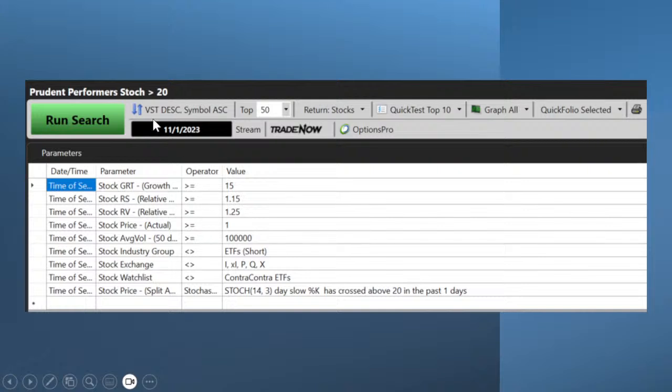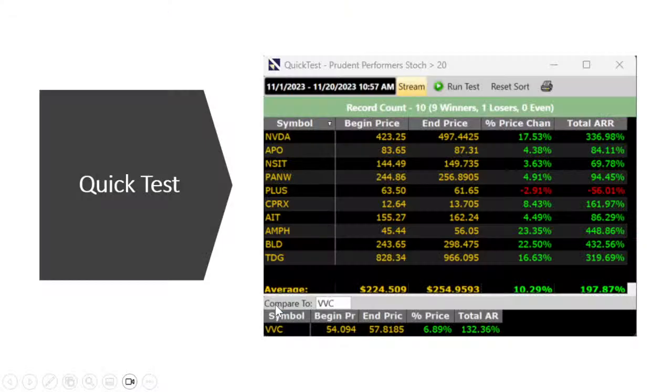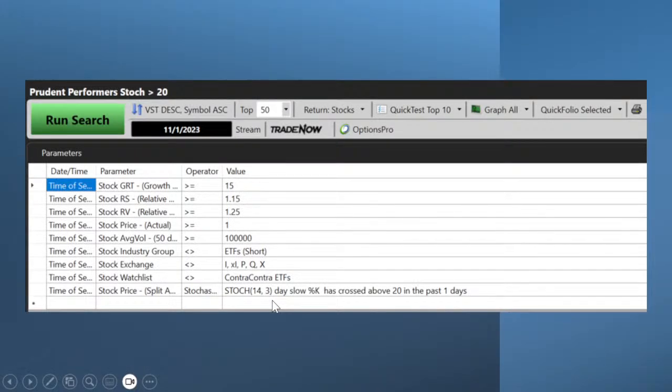One line parameter I added here: stochastics crossing above 20 in the past 1 day. So these are fundamentally sound companies. However, they've pulled back a little bit recently. They're not at 52-week highs. Maybe they're just coming off of a 52-week high, but they've pulled back enough, at least in the short term, where the stochastics oscillator went from below 20. We now know that a stochastics crossing from below 20 to above 20 is a good opportunity, and we saw that graphically a number of times on the stocks that we looked at.